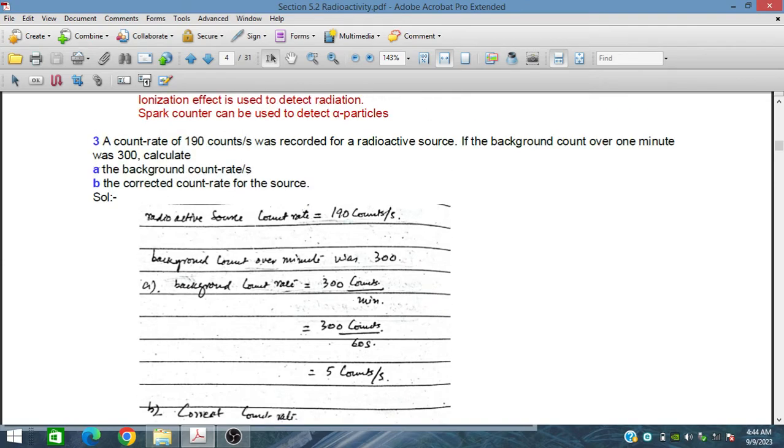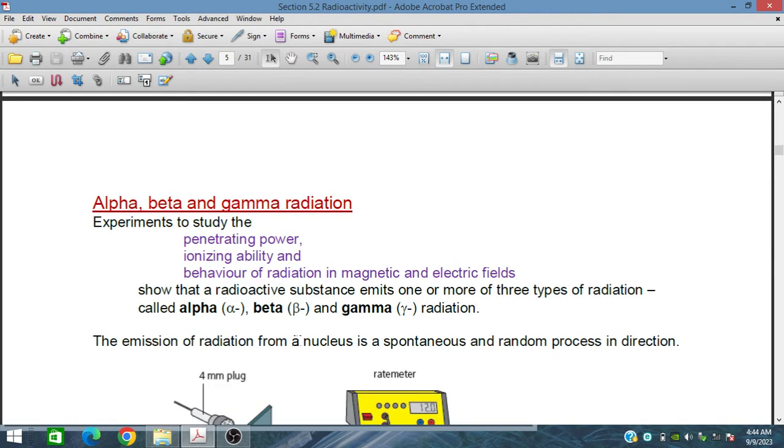This is a very important question: alpha, beta and gamma radiation experiments to study the penetrating power, ionizing ability and behavior of the radiation in magnetic and electric fields. So we will discuss alpha, beta and gamma radiations with respect to penetrating power, ionizing ability and behavior of the radiation in magnetic and electric fields.